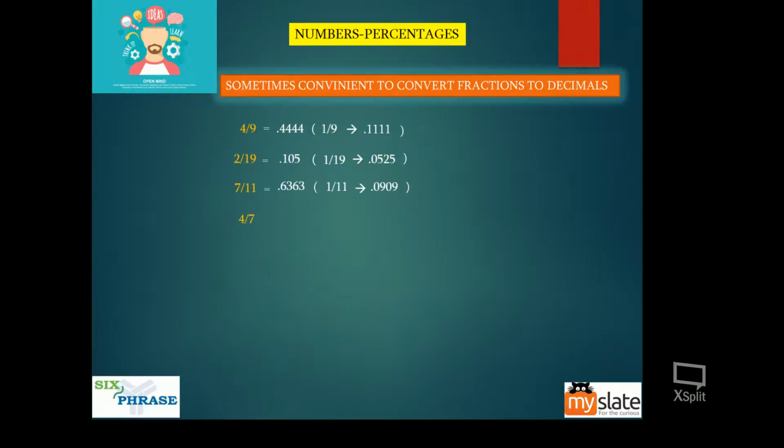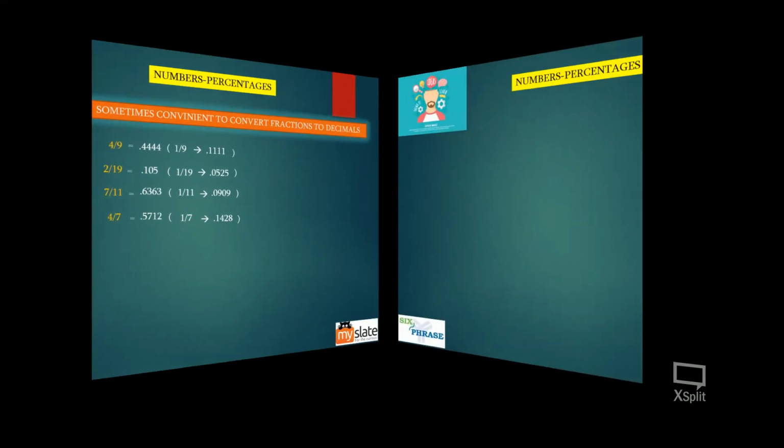4 by 7, 1 by 7 is 14.28 percentage. Then 4 by 7 is 14.28 into 4. So what do you do? Multiply 14 by 4, multiply 28 by 4. What you get is this, 0.5712. So guys, this will make it very easy.